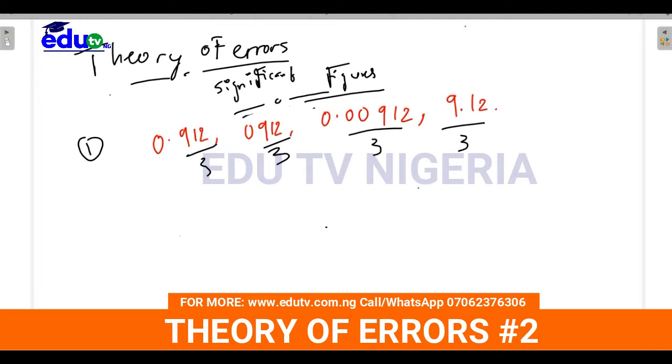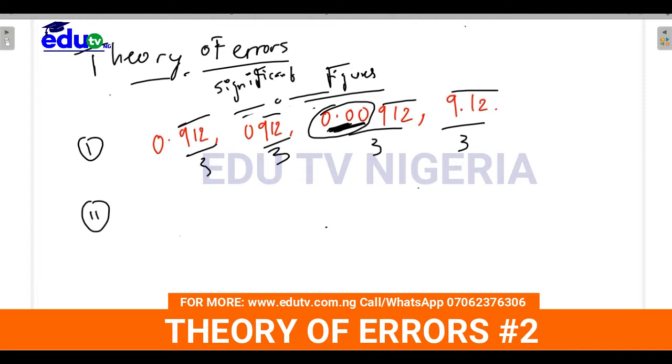Okay, we have 3 also. So this has 3 significant figures: 912, 912, 912, and 9.12. Because these zeros are before the numbers, they are insignificant. Even these three of them are highly insignificant.